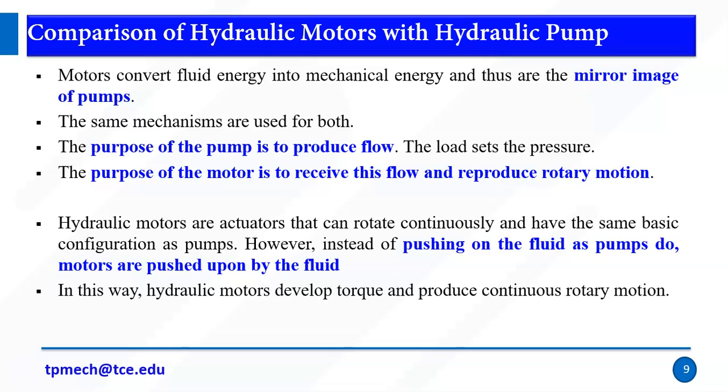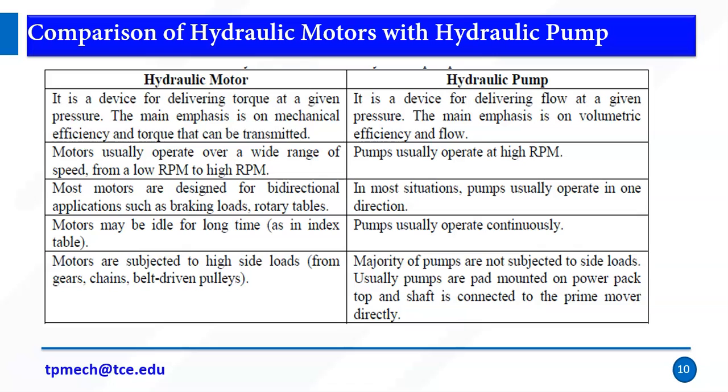In this way, a hydraulic motor develops torque and produces continuous rotary motion. In other words, a hydraulic motor is a device for delivering torque at a given pressure. The main emphasis is on mechanical efficiency and the torque that can be transmitted. A hydraulic pump is a device for delivering flow at a given pressure. Here with the motor we get torque, and with the pump we get flow rate. The main emphasis is on volumetric efficiency and flow.